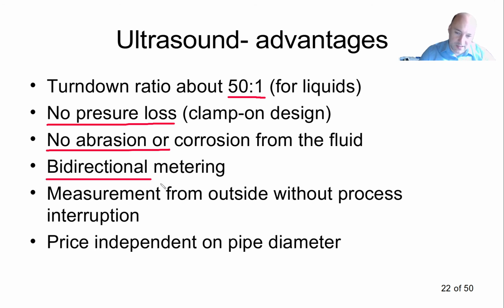It allows us to measure in both directions. So for the orifice plate, we were able to measure only in a single direction. With the ultrasound, we can measure in both. We can measure from the outside of the pipe without interrupting the process. And since it's clamped from the outside of the pipe, the price is virtually independent of the pipe diameter. So you have a clamp-on design that will fit on a pipe with 10 centimeters and even on 1 meter, and it will be basically for about the same price.